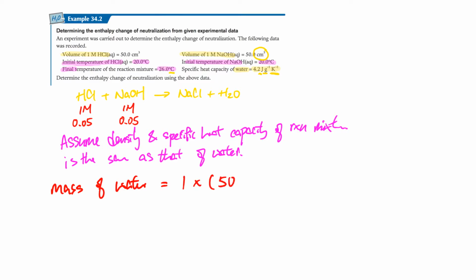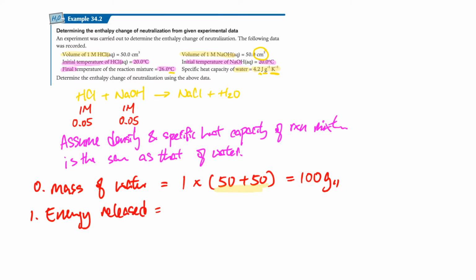Remember, we have added two things together. So this one is very important. We have added acid and alkaline together, so the total will be 50. So this one will be 100 gram. And then for E equals mc delta T, the energy released. So this one is step 0, this one is step 1. Energy released equals mc delta T.